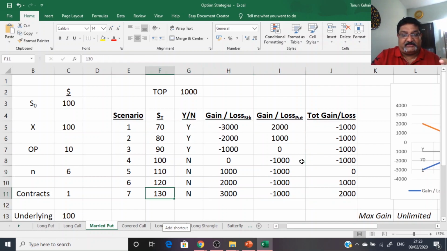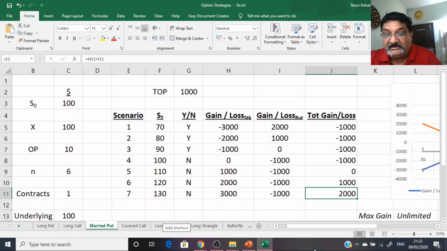Let's look at 130. Now if the stock price at expiration is 130, what happens? Will you exercise the put option? The answer is no, but you will still have to bear the option premium, which in this case is $1,000. So that becomes your loss on the put options part of it. Whereas your stock has gained $30 per share into 100 shares, that is $3,000. So your net gain comes to $2,000.